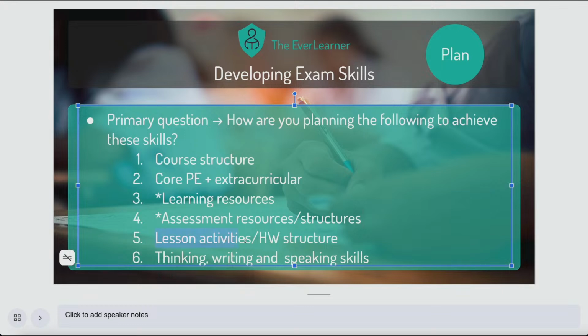What about our lesson activities and our homework structures? Are they promoting the skills we have identified? If they are not, then they will not have the impact that they could have if indeed they had been. And finally, folks, and I'm going to touch on this a lot in the last section, thinking, writing and speaking skills. Can we be confident as educators, as PE teachers, that we are developing the capacity in our learners to perform these things, not only because they are on the assessment and they're going to get the marks, air quotes, but because this is the right thing to do from a holistic educational perspective?